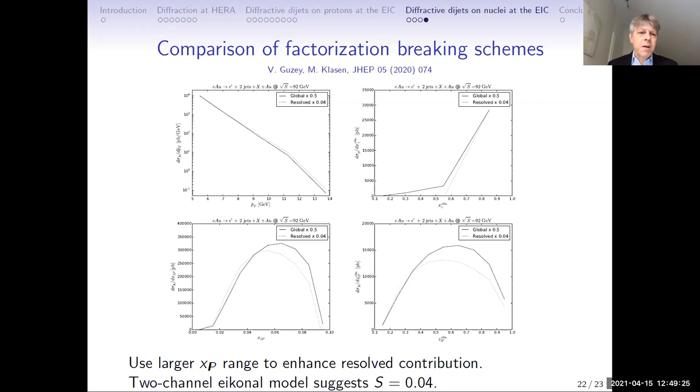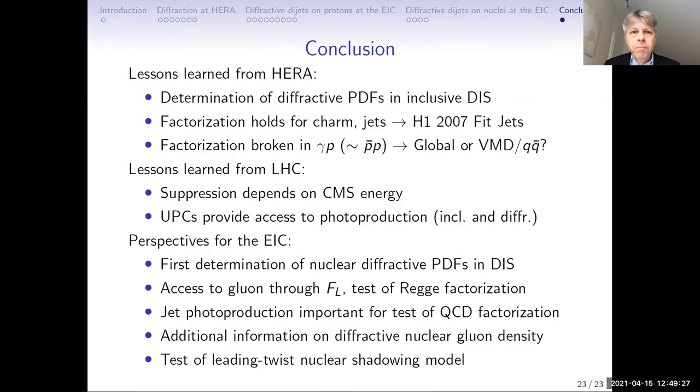Okay, so let me come to the conclusion. At HERA, we have seen that it is possible to extract diffractive parton densities in inclusive deep inelastic scattering. And the factorization has been shown to hold for charm production, for example, but also for jet production in DIS, which was then later used also to extract PDFs in the fit of jets from H1, for example.